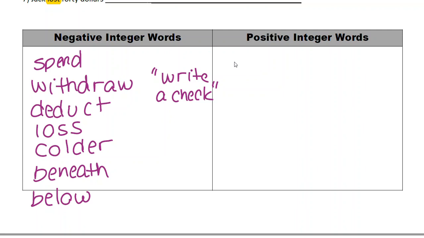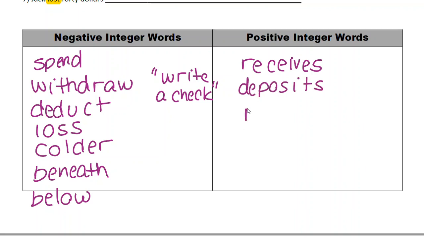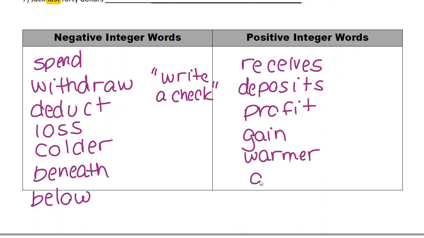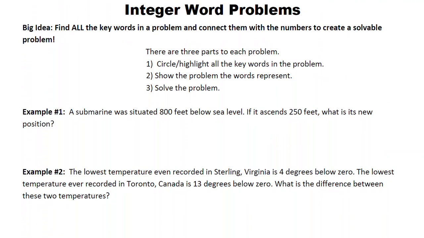Some positive words would be receives, deposits, or that depositive, profit, gain, warmer, above, or ascend. And you're welcome to add more words to this list as you see them in word problems, but these are just some simple examples.